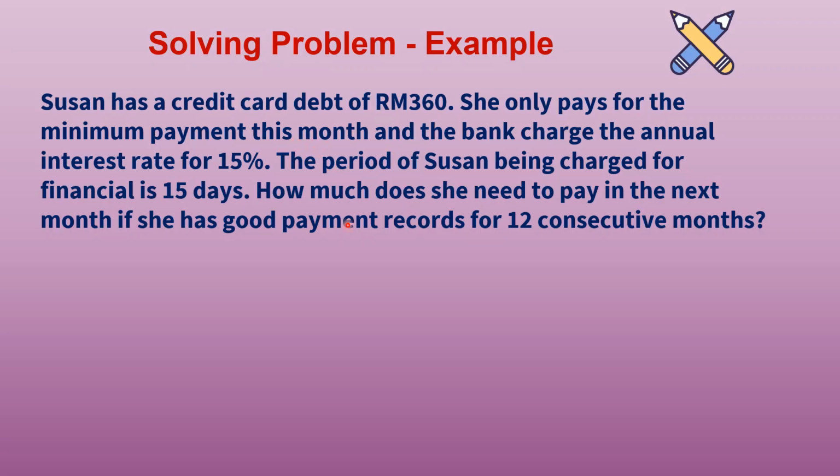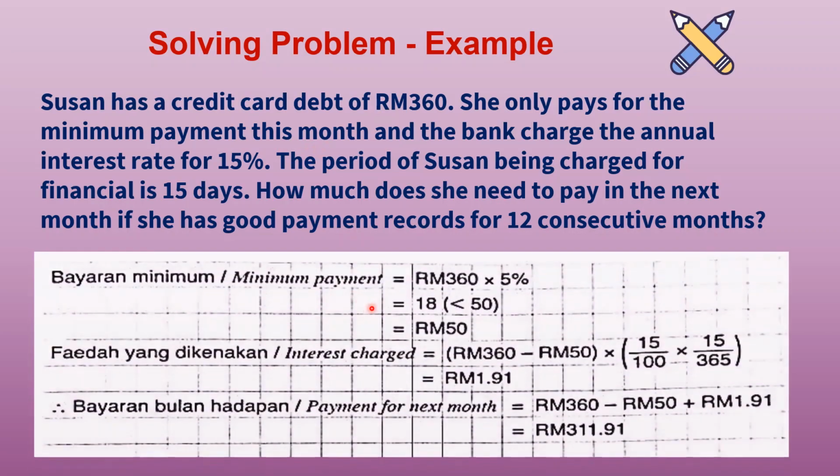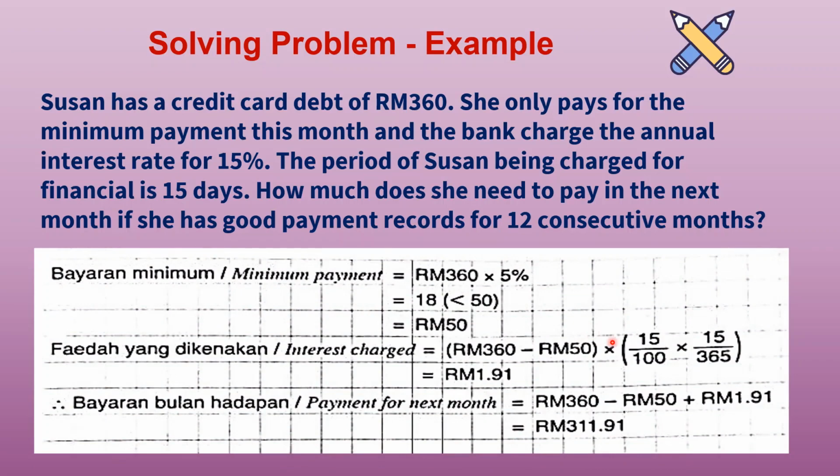Okay, so let's see the solution. The minimum payment here is RM360 times 5%. Minimum payment is 5%, remember? So you will get 18 ringgit. Since 18 is less than 50, we take 50 ringgit, because the minimum payment must be 5% or minimum 50 ringgit.